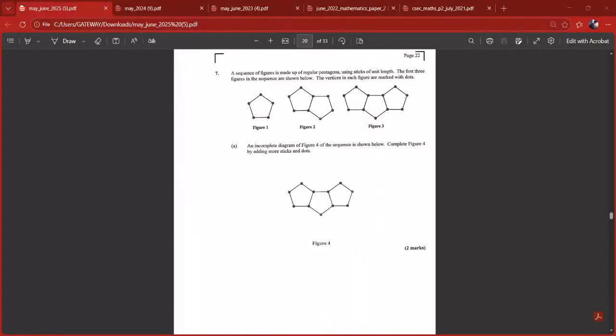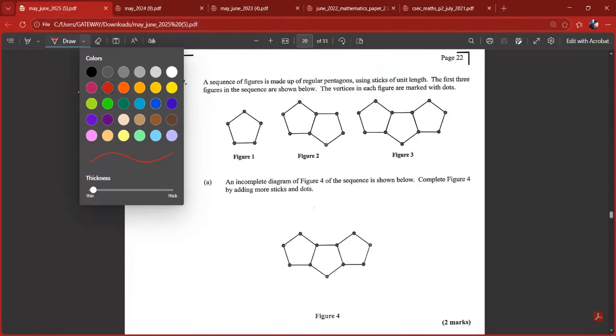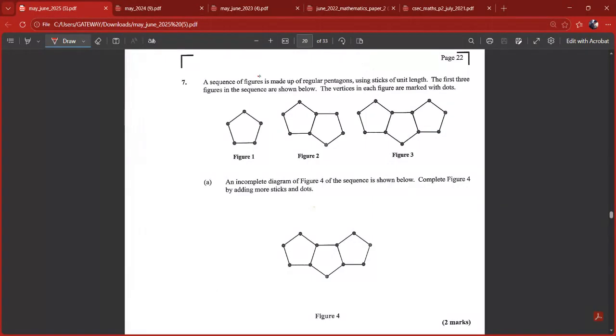Right, so this is the 2015 paper here. Question 7. A sequence of figures is made up of regular pentagons using sticks of unit length. The first three figures in the sequence are shown below. So we have figure 1, figure 2, figure 3. The vertices in each figure are marked with dots.